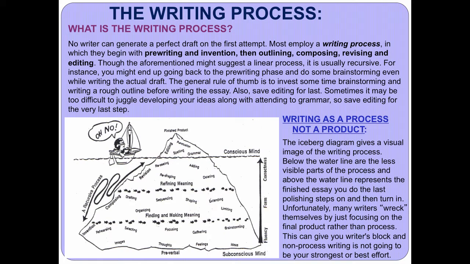Writing as a process, not a product. The iceberg diagram gives a visual image of the writing process. Below the waterline are the less visible parts of the process, and above the waterline represents the finished essay you do the last polishing steps on, and then turn in. Unfortunately, many writers wreck themselves by just focusing on the final product rather than process. This can give you writer's block, and non-process writing is not going to be your strongest or best effort.